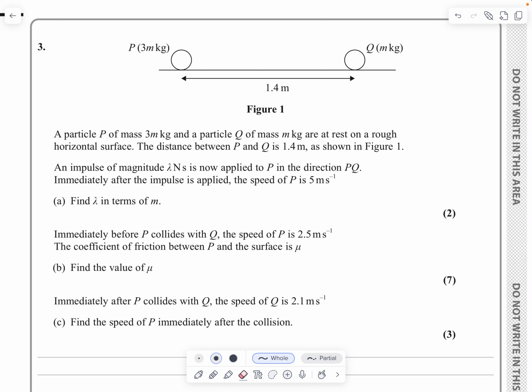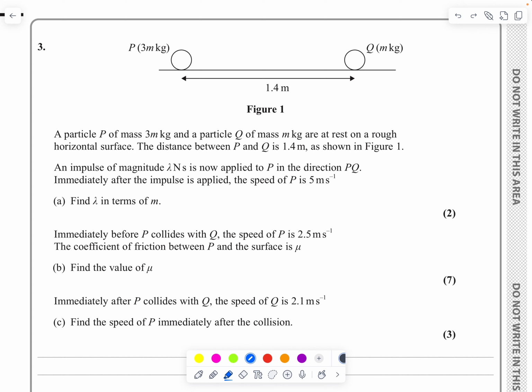Okay, this is the M1 paper from January 2025. This is question number 3, and as we can see, this first part is a dynamics connected particles question. When we come down to the second part, we use this information in here to do a little bit of work on SUVAT, and then we come back to using conservation of linear momentum for this last part here.